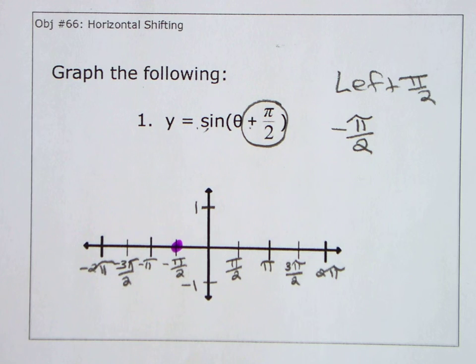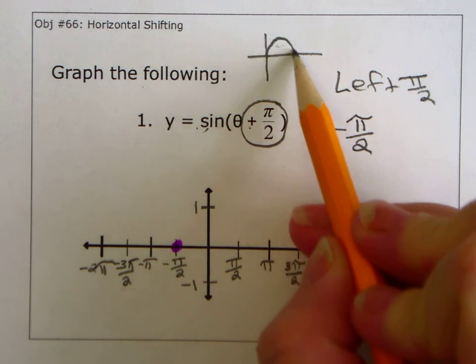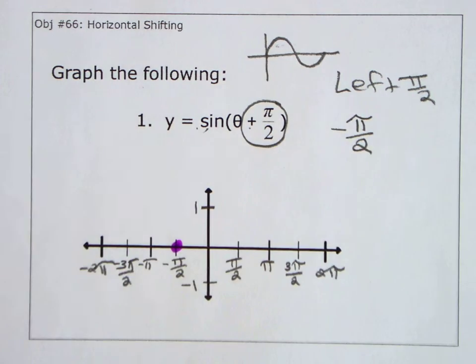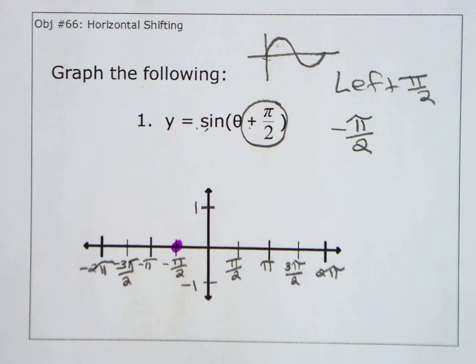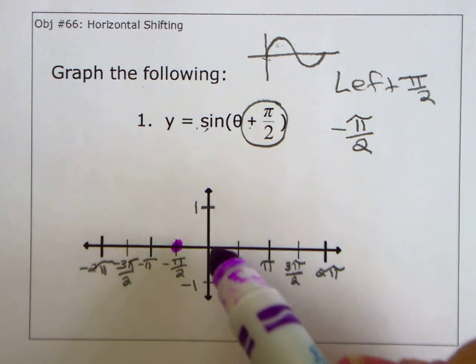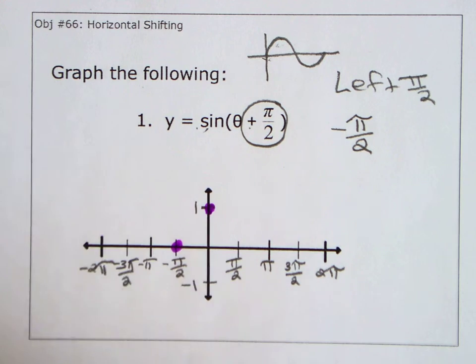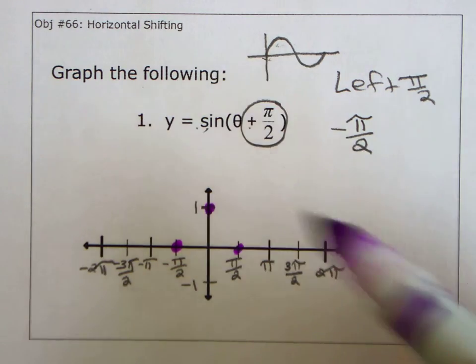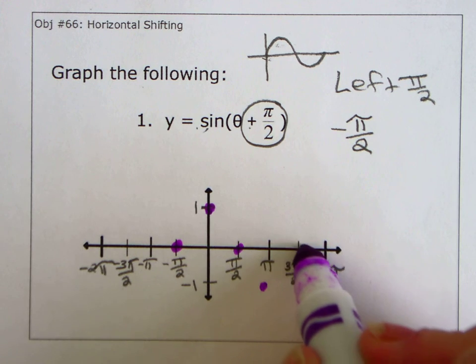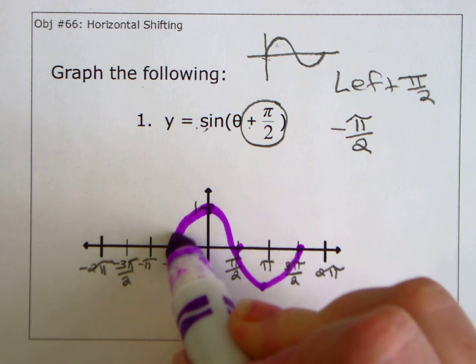And if it helps, sometimes I'll make myself a tiny little sketch. It's a sine. Sine looks like that. Just so I kind of remember what I'm doing. So we're starting here, and sine goes up to 1. But instead of starting at 0, 0, we're at -pi over 2, I go up to 1. The next dash, down back to 0, -1, and 0. Right, so there's the sine curve.